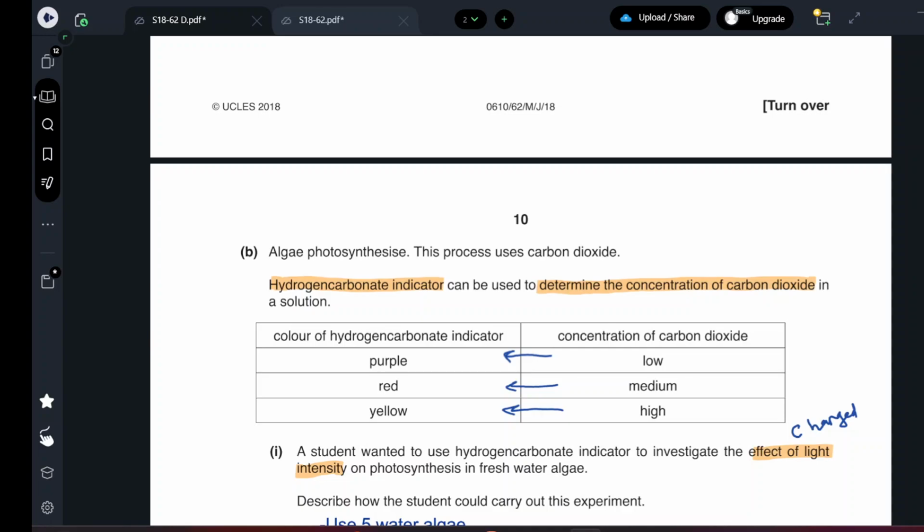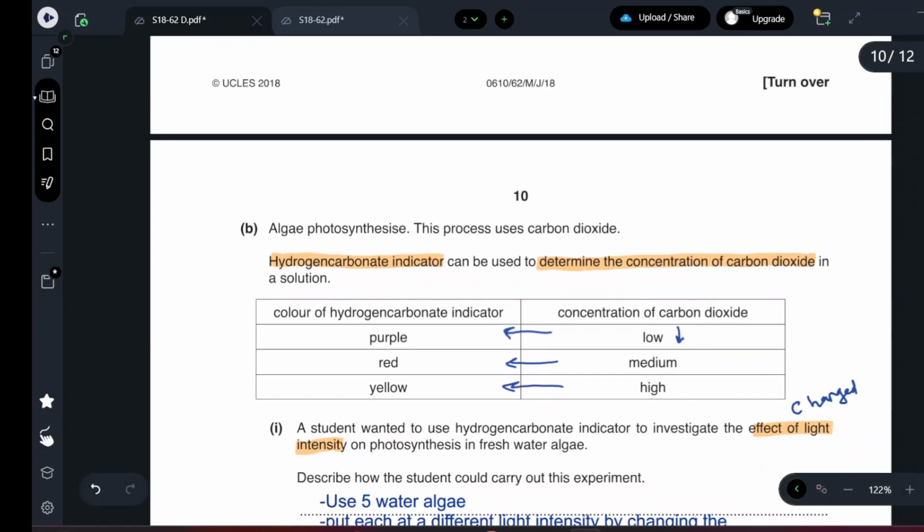A student used the hydrogen carbonate indicator to investigate the effect of light intensity on photosynthesis. Of course, when the plant photosynthesizes, it will absorb the carbon dioxide. So the carbon dioxide will decrease and it will give the color purple. This is what I'm going to do. The changed variable here is the light intensity. He wants you to change the light intensity. So describe how the student could carry out this experiment.